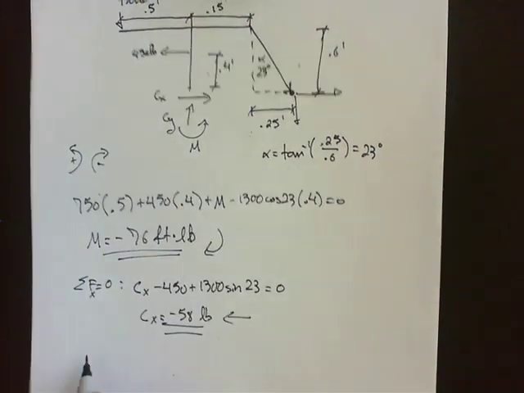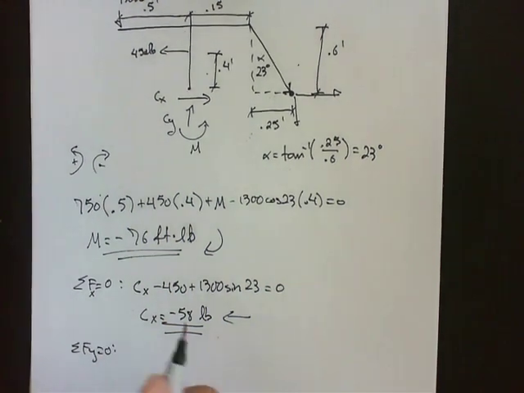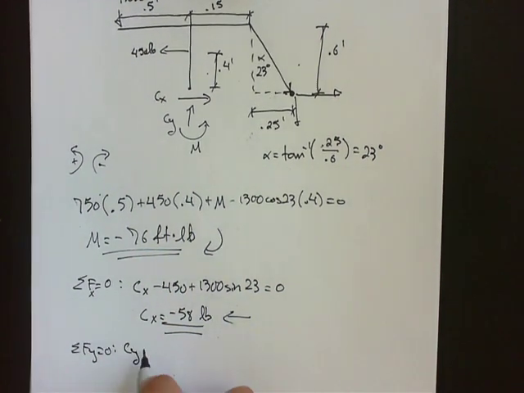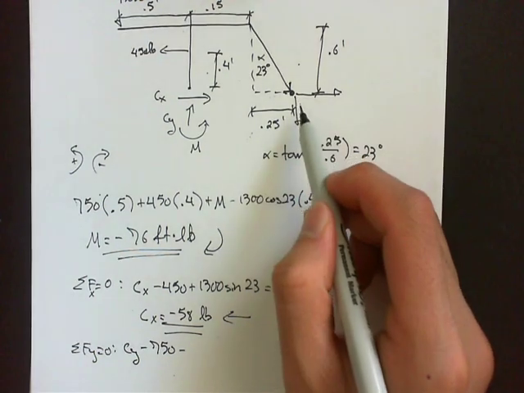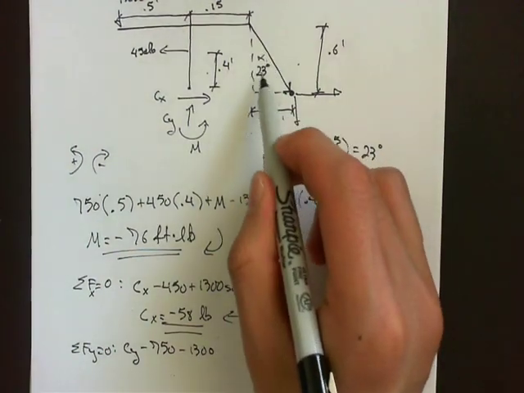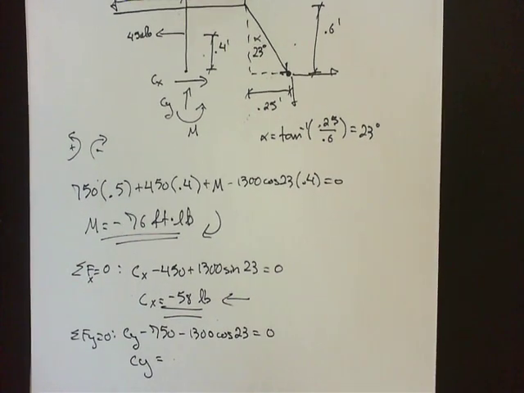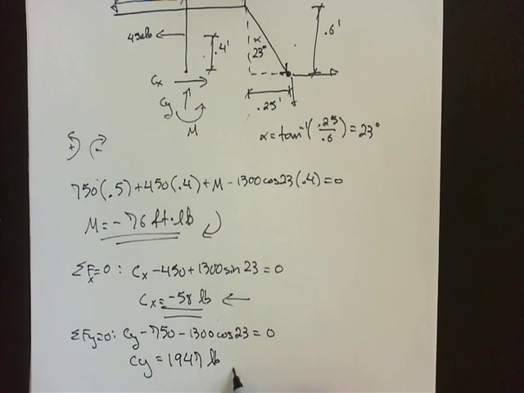Next, find Cy. Again, sum forces in the y equal to 0. So Cy minus 750 minus the y component of the tension, so minus 1,300 adjacent over hypotenuse, cosine 23, equals 0. Solve and you get Cy equals 1947 pounds. It's going up.